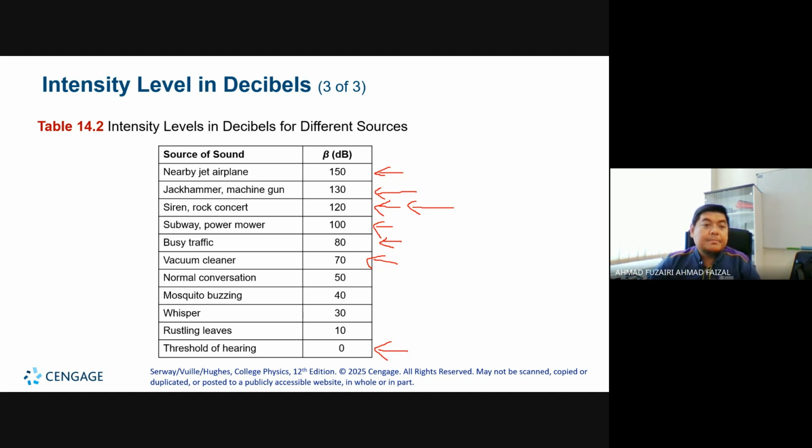So we can see here there is a lot of intensity level. There are a lot of different sounds. We give some intensity, and it will give a different intensity level. As you know, the intensity level beta equals 10 log of I over I naught. I is the intensity, where I naught is the threshold of hearing.